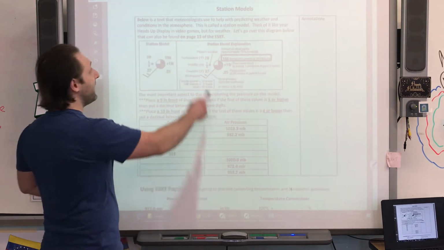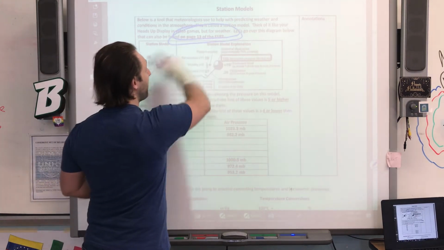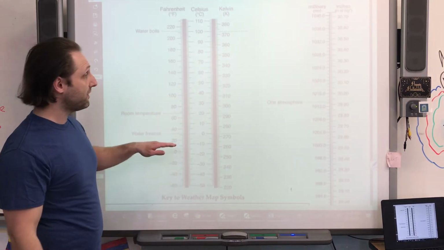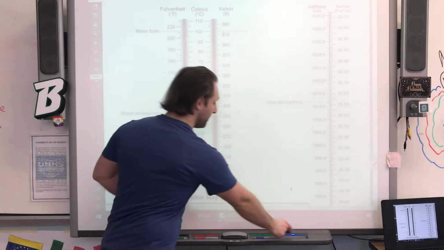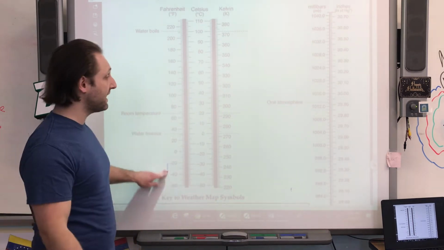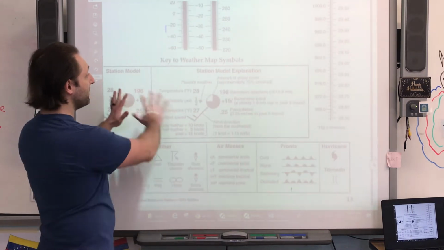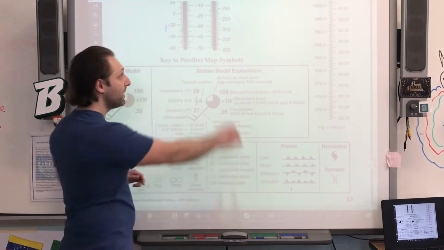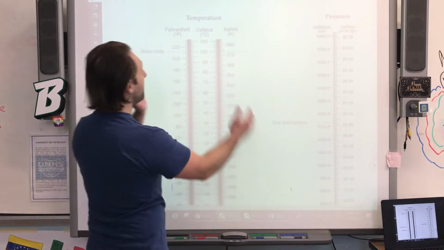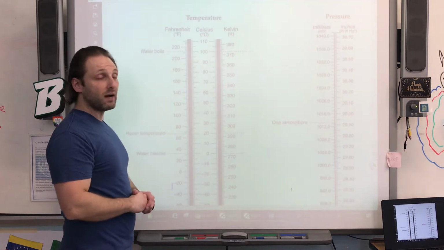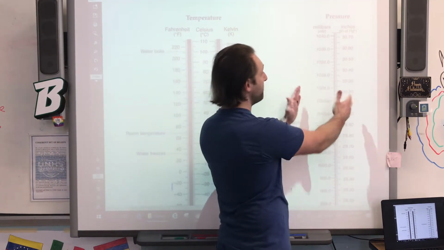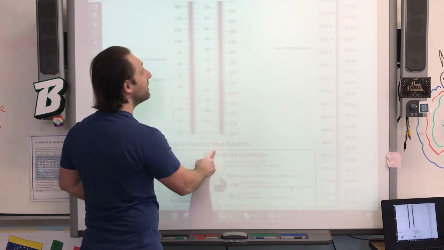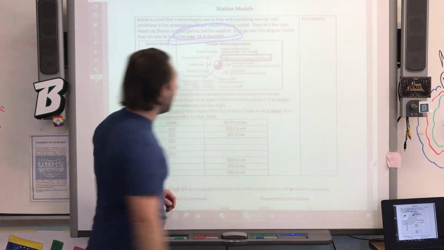All right, so a station model, we need to find ourselves on page 13 of the reference tables. We've got a few places on this page that we're going to be investigating and using today. One of them is going to be down here, which I will highlight later. We'll be using the temperature conversion graduated scale. We're going to be using the pressure graduated scale as well. So let's get going.